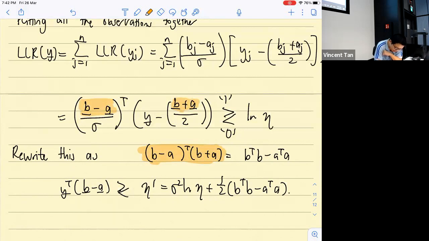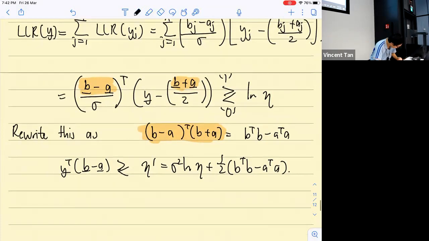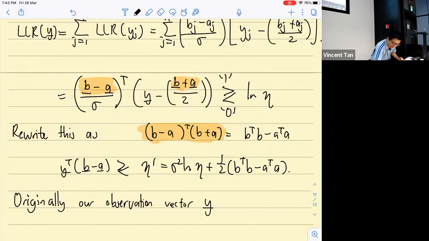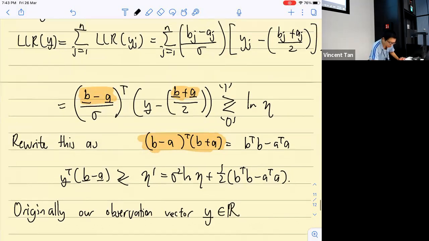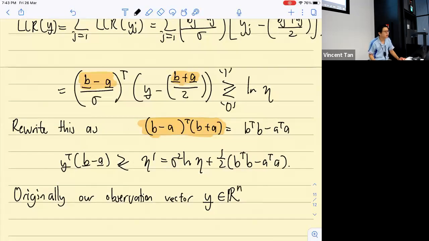And this part here gets moved over to the right-hand side. So there's some bookkeeping here that I will not belabor. Okay? There's some algebra here that I will not talk too much about. But notice the following. Originally, our observation vector y is in R^n, and n could be 1000. It could be really large.